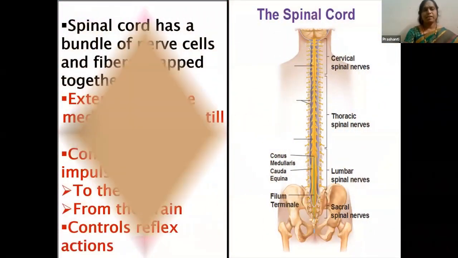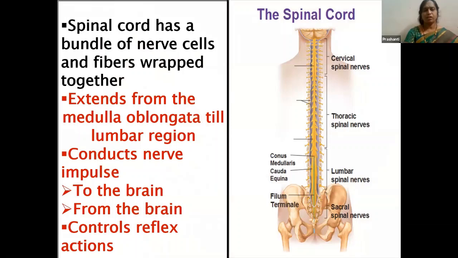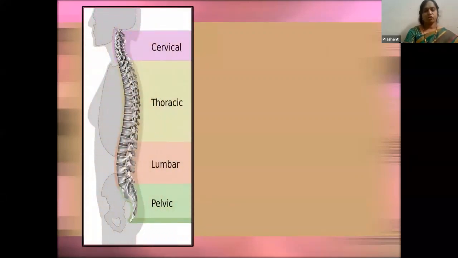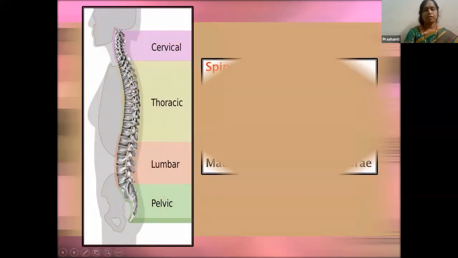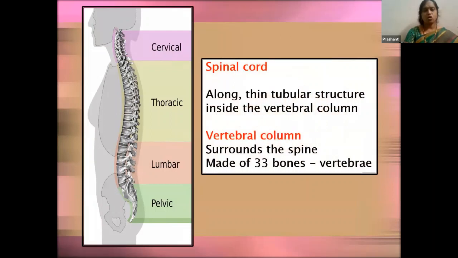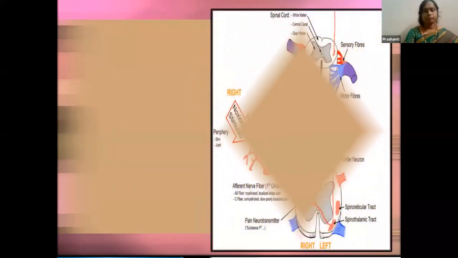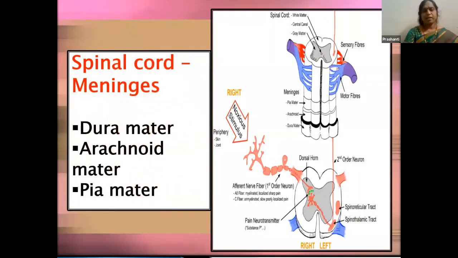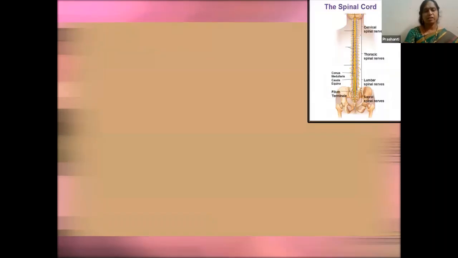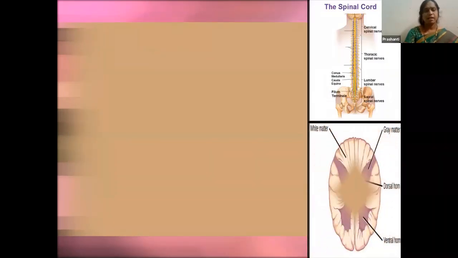So all these impulses are carried through the spinal cord, children, that extends from the medulla oblongata till the lumbar region. So it conducts a nerve impulse to the brain, and this will be controlling the reflex action. So that is the spinal cord, which runs all along inside the vertebral column, and which is protected by the meninges. Already we have learned, children, that is arachnoid, dura and pia mater.